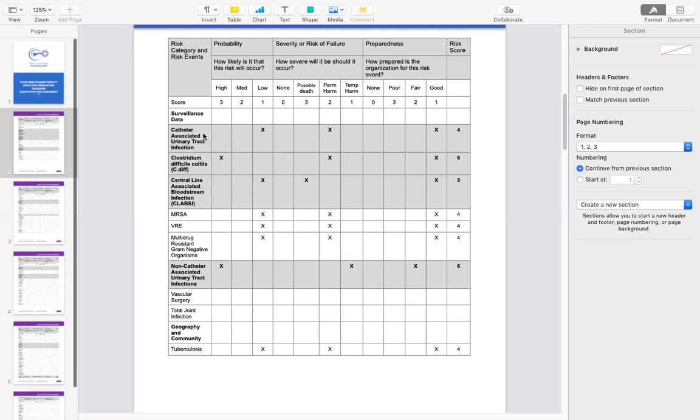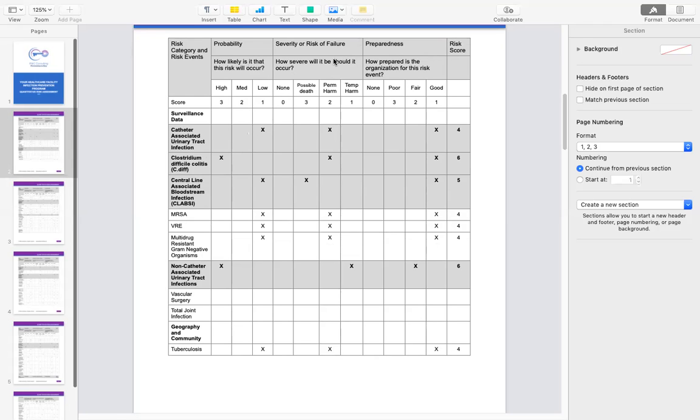And then what you need to do is go through. So let's look at CAUTIs first. How likely is it that the risk will occur? Then you rate it here. And where do you get this rating from? How do you know that it's low? Well, the reason I know that it's low is because I'm looking at my infection prevention data from the prior year. That's how I know what my risk is.